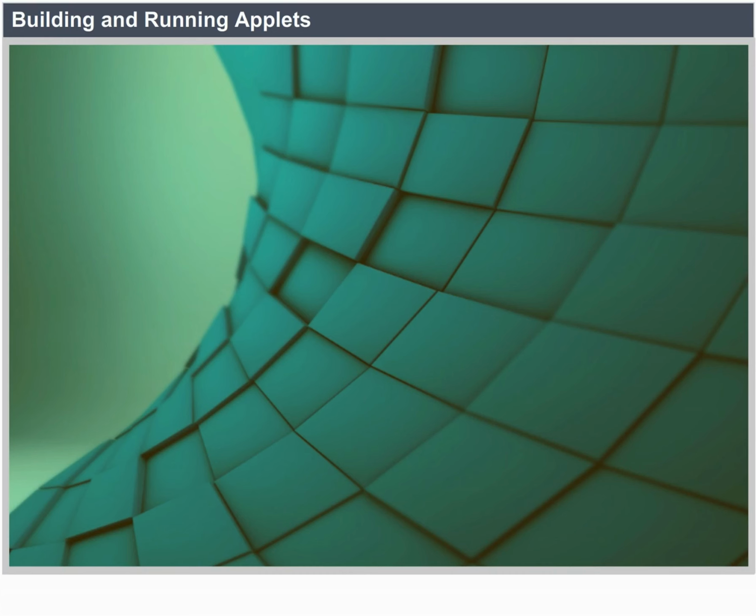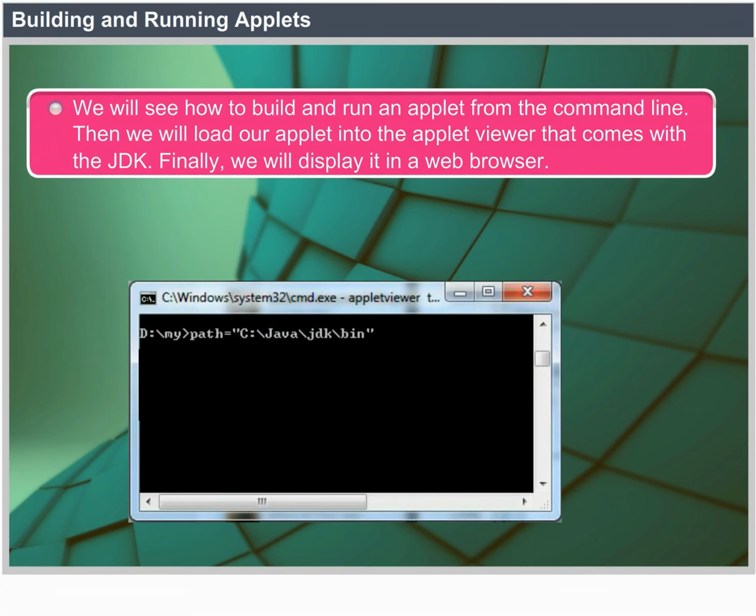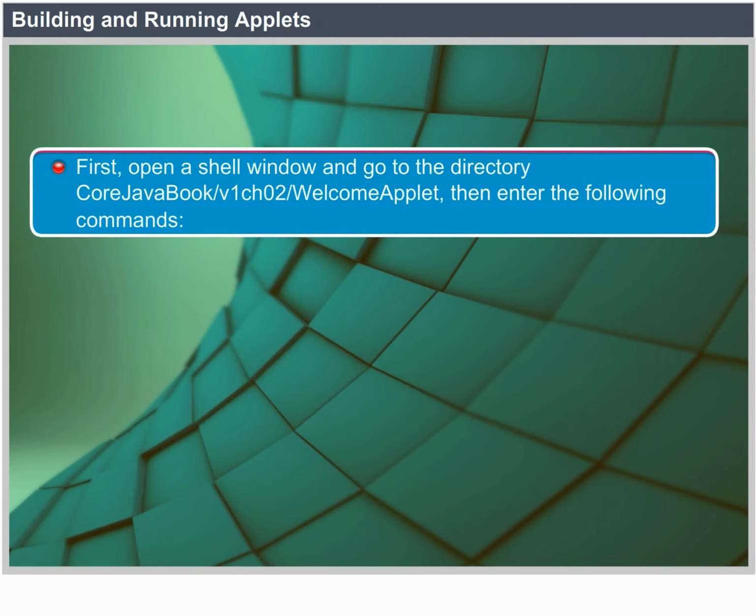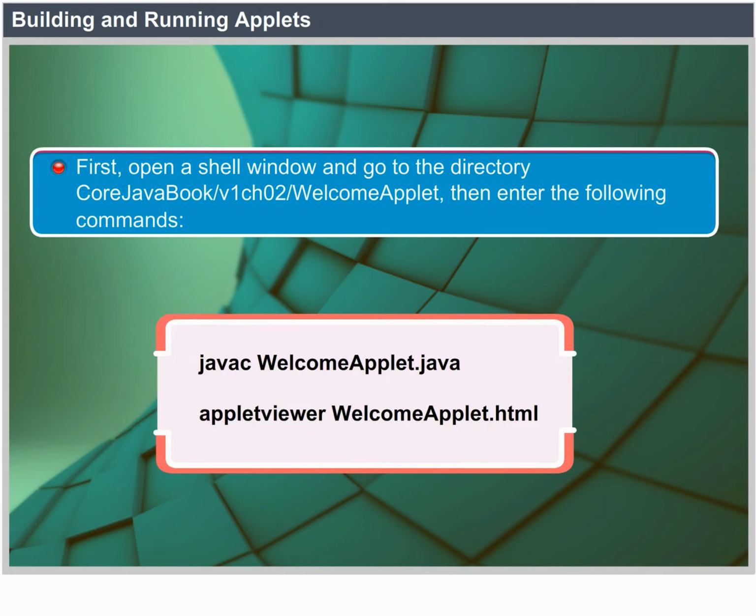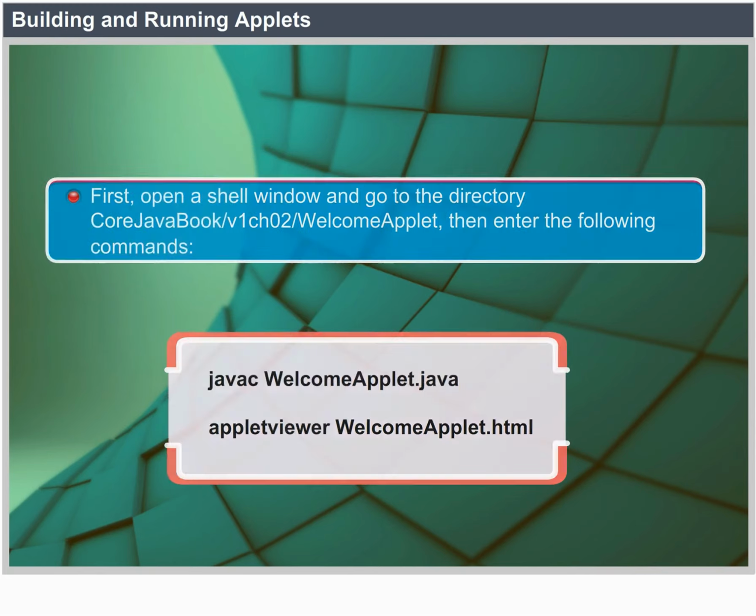Building and running applets. We will see how to build and run an applet from the command line. Then we will load our applet into the applet viewer that comes with the JDK. Finally, we will display it in a web browser. First open a shell window and go to the directory CoreJavaBook/v1ch02/WelcomeApplet. Then enter the following commands: javac WelcomeApplet.java, appletviewer WelcomeApplet.html.